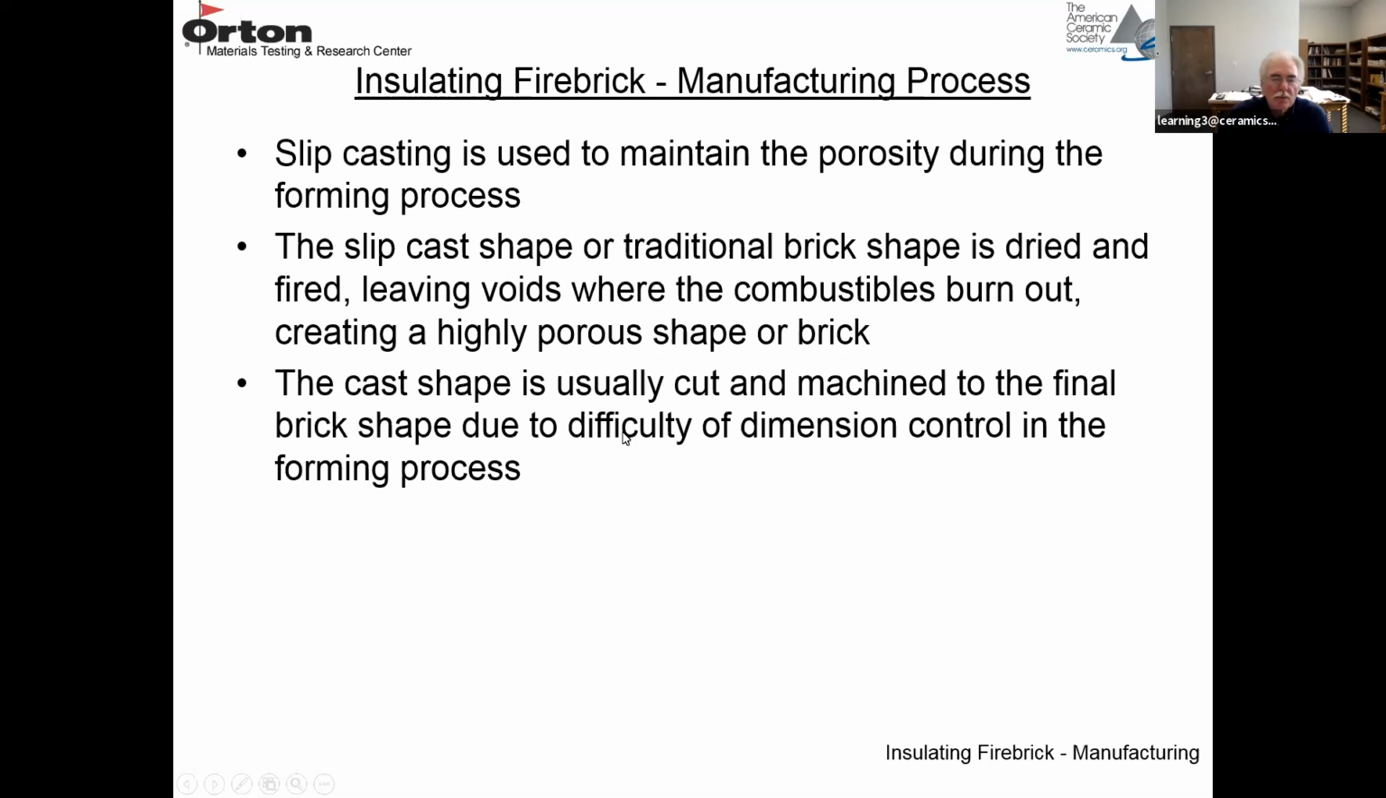But you usually can't make these to any type of dimension. You can't hold a tolerance. So they're usually cast oversized into large blocks, and then they're cut and machined to the final brick shape. So then they have excellent dimensional control in the forming process. Because of a large amount of shrinkage that may be taking place, and you can't maintain dimensional stability during the firing process, these oversized shapes are cast and cut after the firing process, and they're relatively soft and easy to cut.